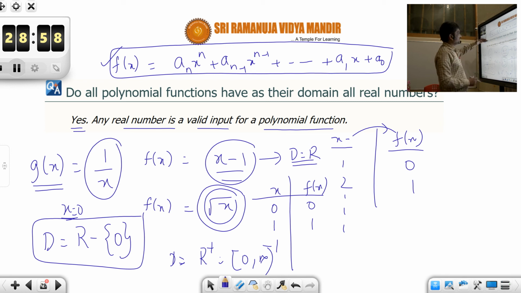Okay students, if you look at the standard notation of the polynomial, this polynomial expression takes all inputs. Any real number would be a valid input for this expression. Hence the domain of polynomials is all real numbers.